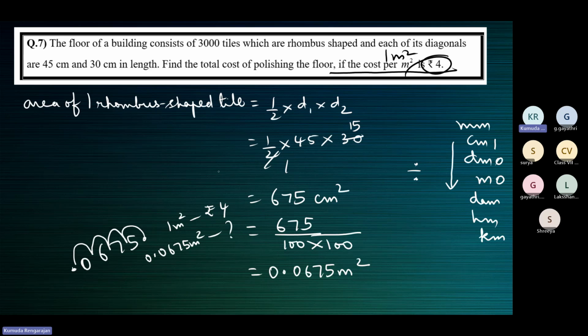So 1 meter square, 4 rupees. For 2 meter square, it will be 2 into 4. For 3 meter square, 3 into 4. 4 meter square, 4 into 4. For 0.0675 meter square, it will be this one into 4. This answer into 4 will give you the cost.